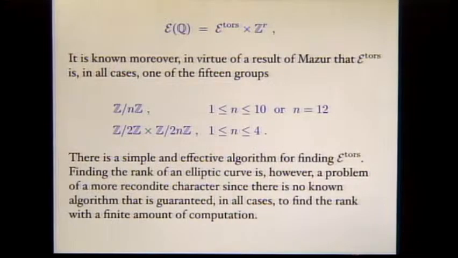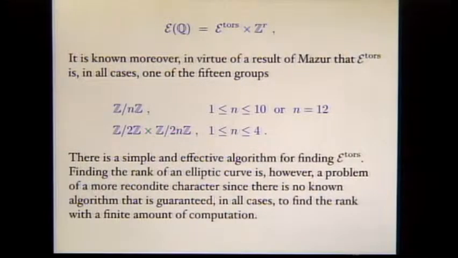Okay, so as an abstract group, the elliptic curve consists of a torsion subgroup and then a lattice of rank R. And indeed, the torsion groups are known. There are only a finite number of possible torsion groups, and these are listed here. Okay, and given a curve, there's a simple and effective calculation which will find the torsion group for you.